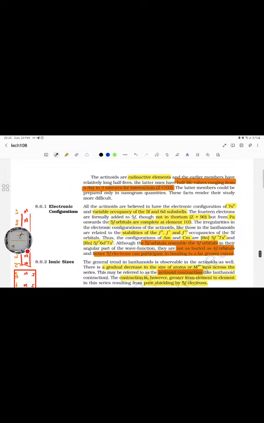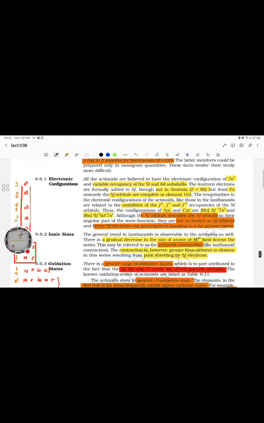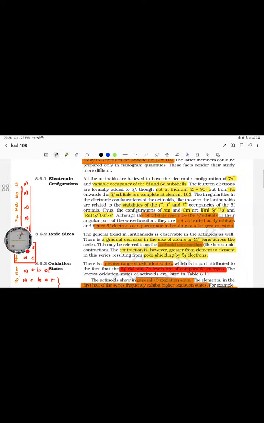These facts render their study more difficult. So, electronic configuration: all the actinoids are believed to have the electronic configuration of 7s2 and variable occupancy of 5f and 6d subshells. The 14 electrons are formally added to 5f, though not in thorium, but from protactinium onwards, the 5f orbitals are complete at element 103.